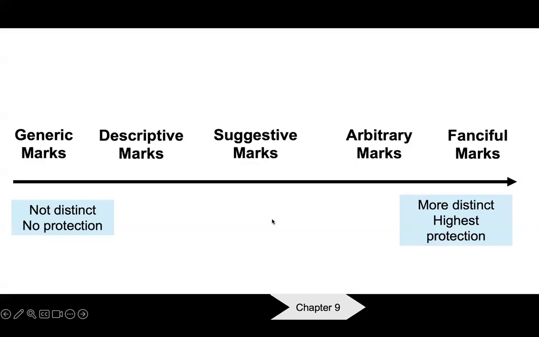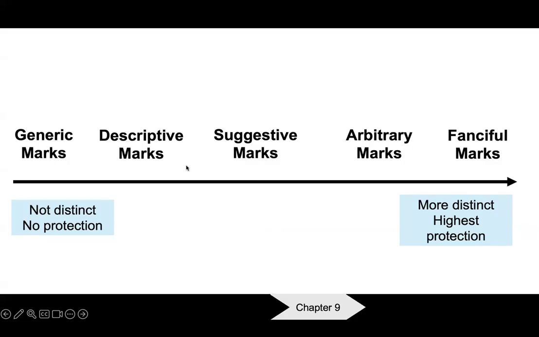In this chapter, you'll also read about multiple different types of trademarks. I've listed them here on the screen as they exist on a spectrum that ranges from not distinct, with limited or zero protection, to the most distinct, most distinguishable between goods and services. And these ones receive the highest form of protection. So, in general, the more distinctive a trademark is, the more protection it has. I'm going to share some here with you.